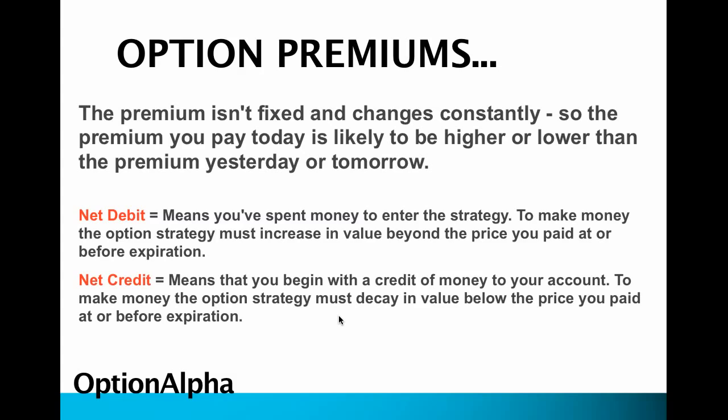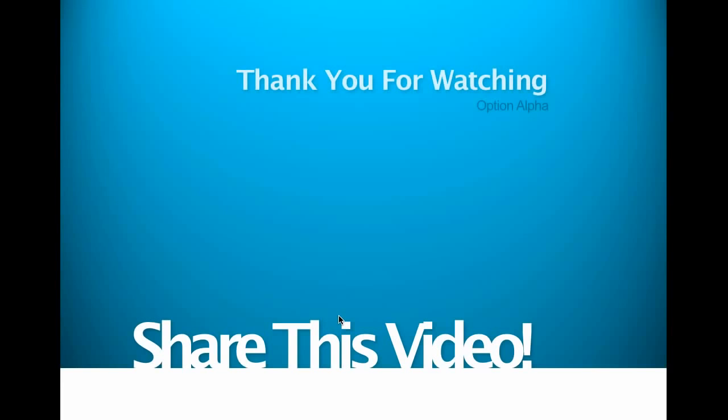That's really the two big differences between option premiums. There are premiums that you outlay, which are net debits, and premiums that you take in, which are net credits. Option premiums are very, very simple. They're simply the price that you pay to enter into a contract, or the price that you receive to sell an options contract.